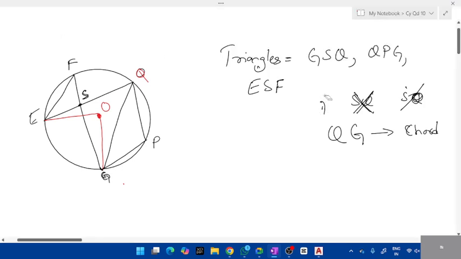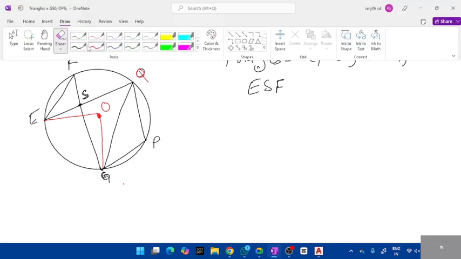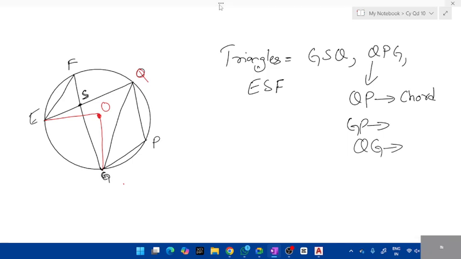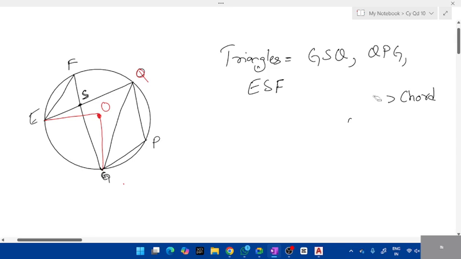Lemula, did you understand? Not only in this, we have a lot of chapters which will have circle and chord. There you all shouldn't forget. Next, let us take QPG, students. Look at QPG. What is QP? Q and P? Chord? Yes. GP is also a chord. What about QG? QG is also a chord, right? So this triangle is made up of three chords.